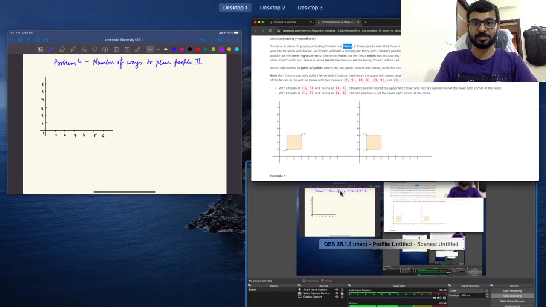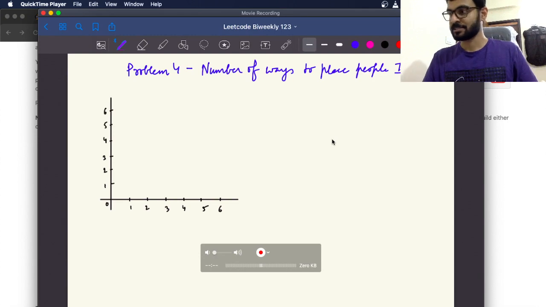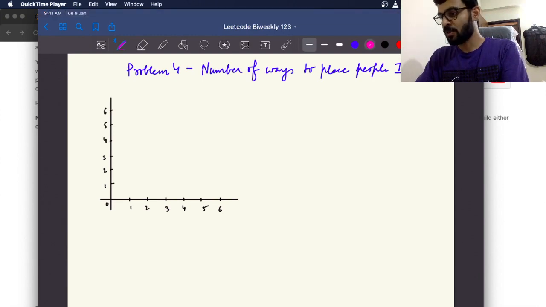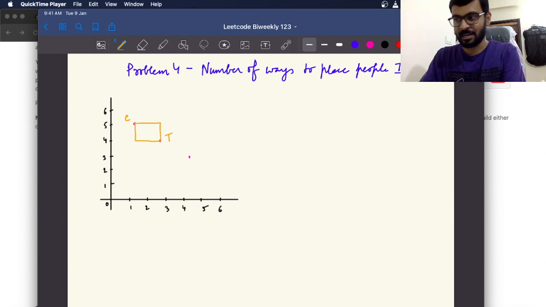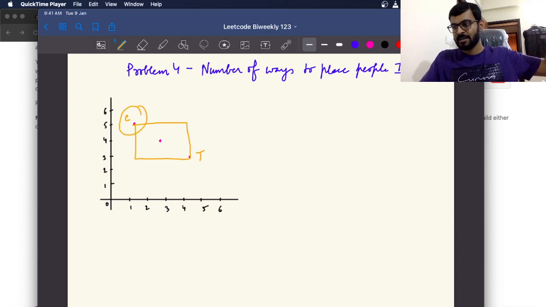So let us see what this question means. Let's say we have a few points. What Chisato and Takina want is that, let's say we have this point and this point. If we place Chisato over here, Takina over here, they'll be happy because they can form a rectangle in this way, and there is no other point inside this rectangle. The other point is outside this rectangle. However, if Takina wants to be here, then that is not possible. It won't be a good arrangement because while we connect them in this way, Chisato at the top left, Takina in the bottom right, we will see that there is some other point inside.